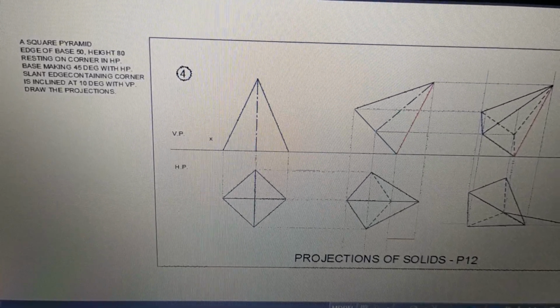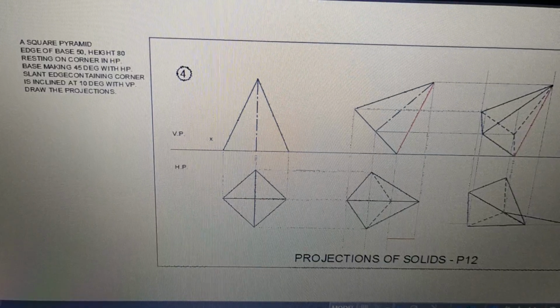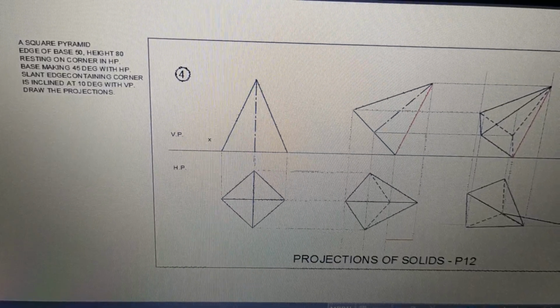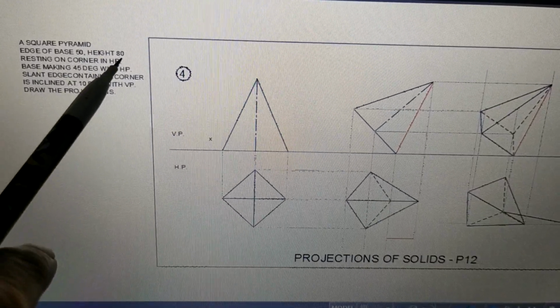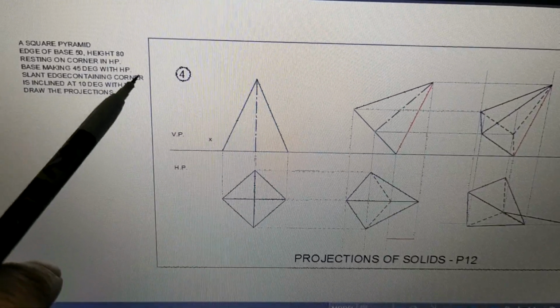So that was problem number 3. Let us go to problem number 4. This is problem number 4. A square pyramid, base 50, height 80, is resting on corner in HP.